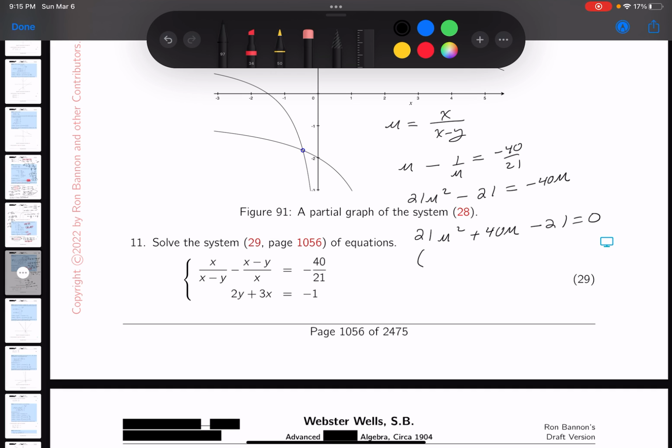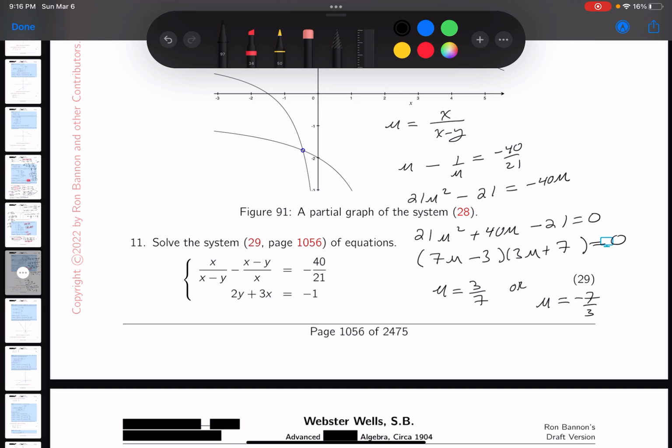I'm going to attempt to factor this. It doesn't look too bad. 7u, 3u, this is 0, 7, 3, plus, minus. Let's check it. 21u squared, bingo. 49 minus 9 is 40, bingo, and you get minus 21. So I get two different u's. The u I get here is going to be what? Let's take a look at that. That would be 3 sevenths. What's the other u going to be? The u would be equal to minus 7 thirds.